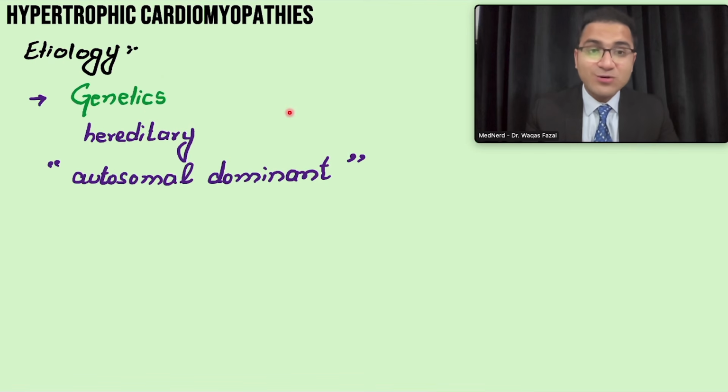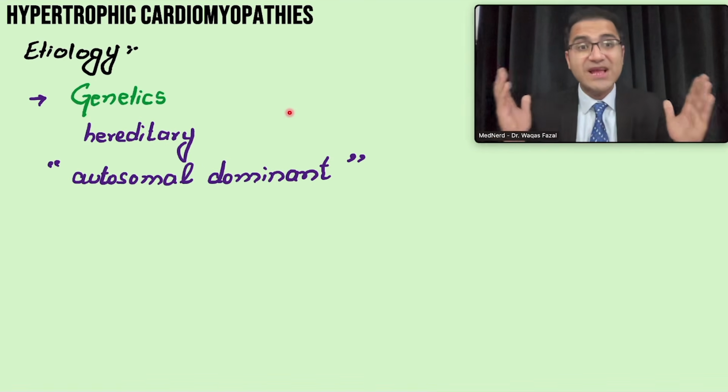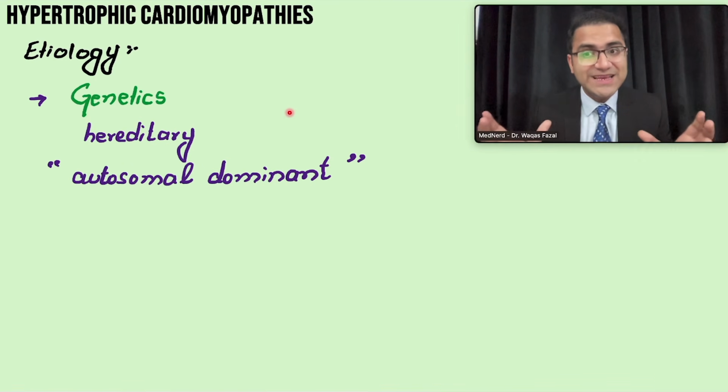Now coming to the causes of hypertrophic cardiomyopathy, remember hypertrophic cardiomyopathy is mostly idiopathic. We do not know the cause. We do not have any secondary causes like hypertension or aortic stenosis. The patient is all healthy, the patient is all fine, and that patient has left ventricular wall thickening. Therefore, genetics play an important role.